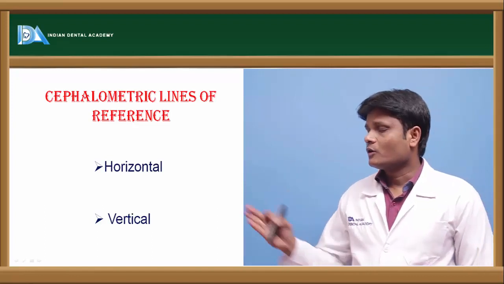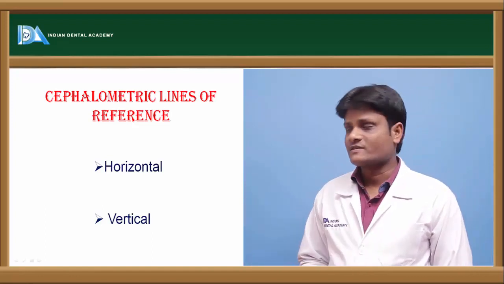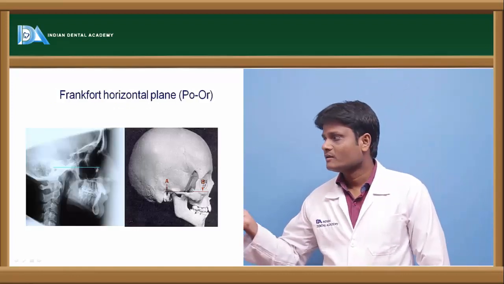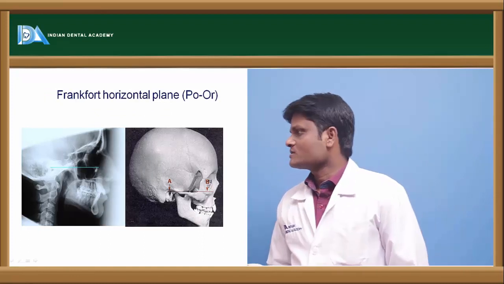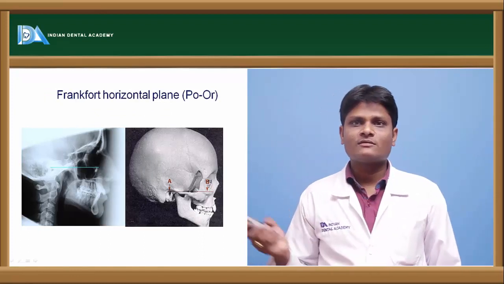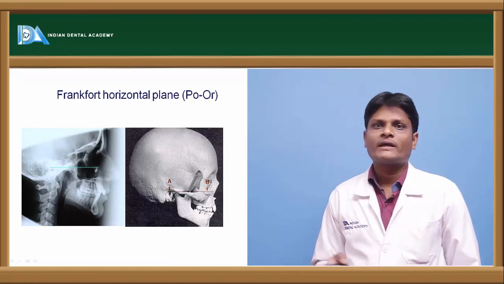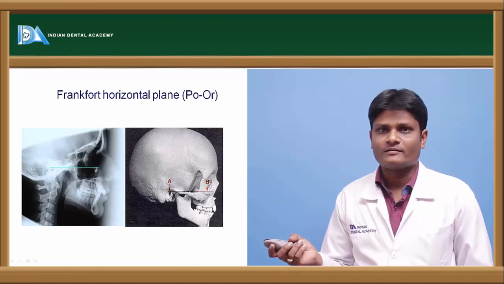They include horizontal as well as vertical reference planes. Let us first look into horizontal reference planes. The first and foremost important horizontal reference plane is the Frankfurt horizontal plane. It is the plane formed by joining porion with orbitale.